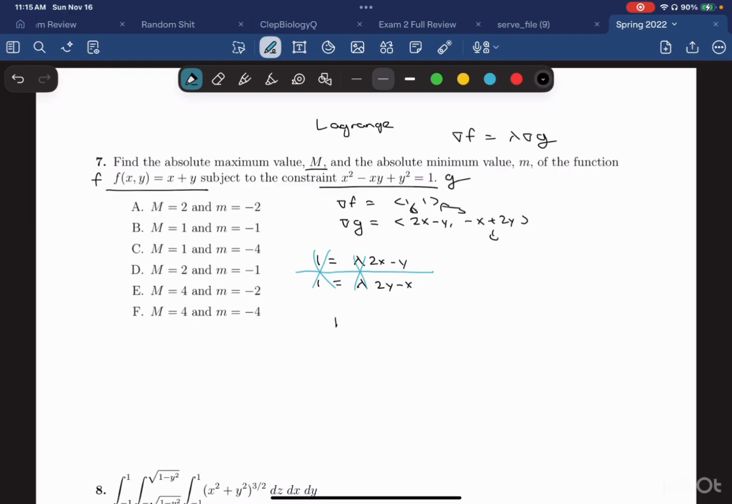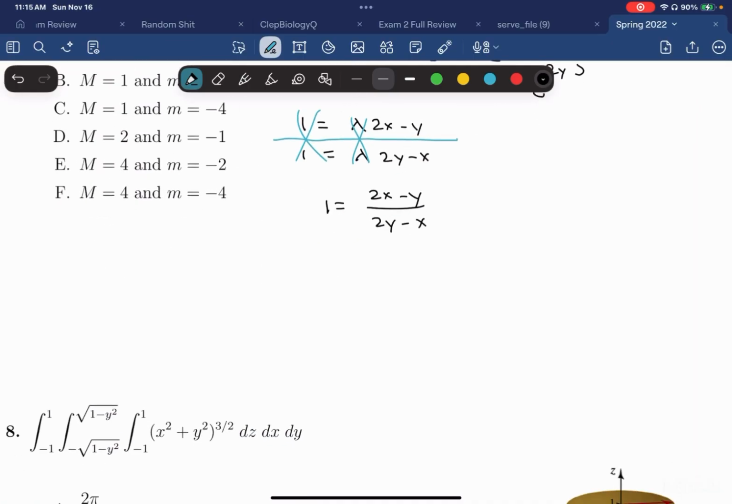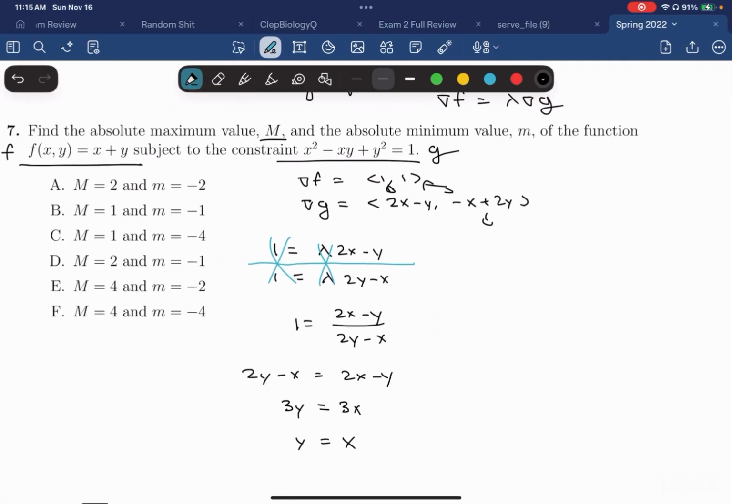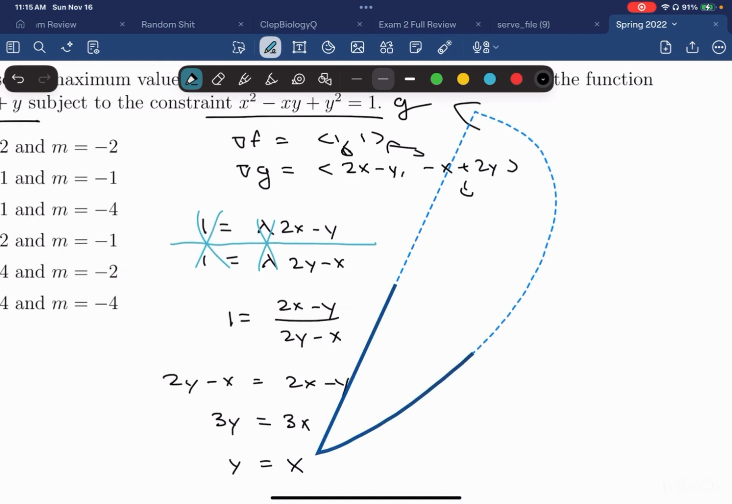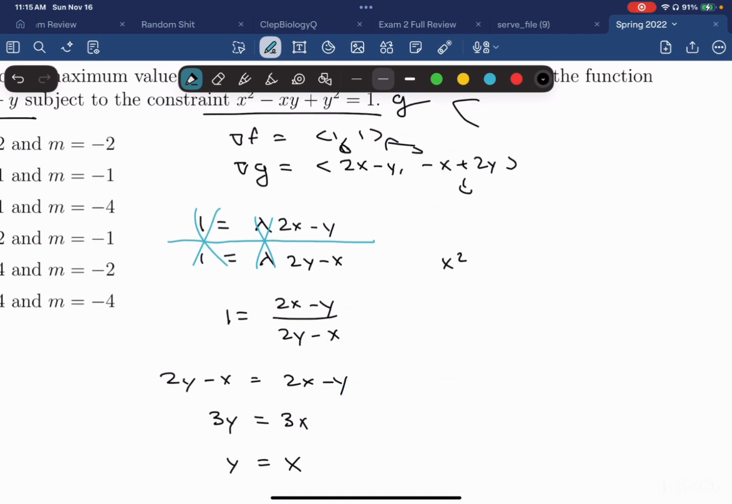Say that 1 is equal to 2x minus y over 2y minus x, which means that 2y minus x is equal to 2x minus y. In this case, 3x is equal to 3y if we move it over, which means that y is equal to x. So now we plug this back into our constraint. In this case, x squared minus x times x plus x squared is equal to 1. So this is x squared minus x squared plus x squared equals 1, which becomes x squared equals 1.